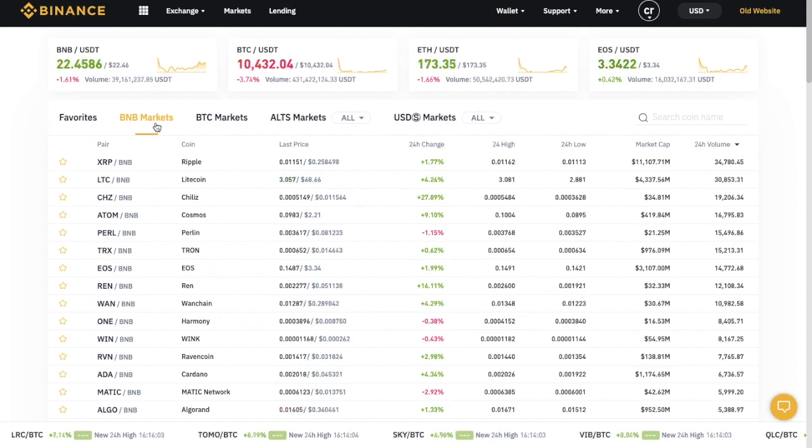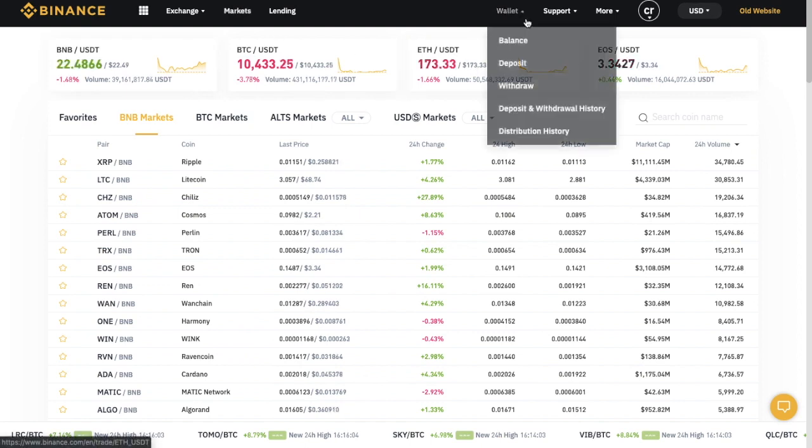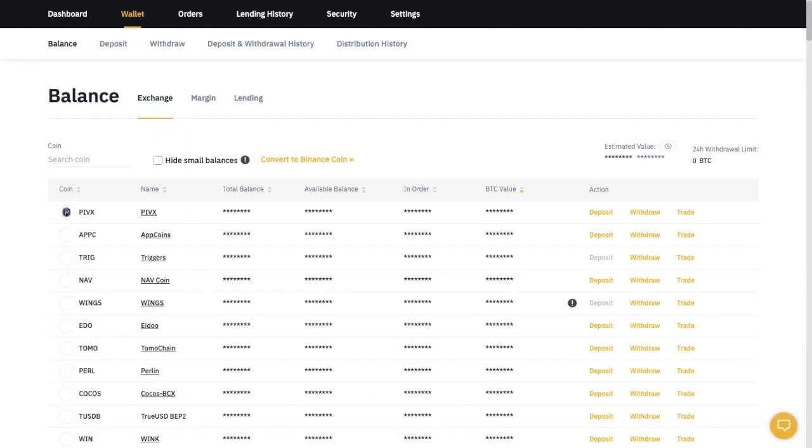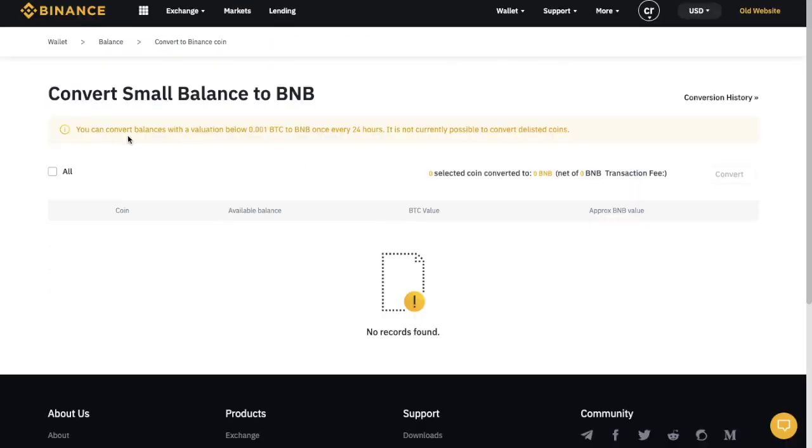You can also convert any small fraction of a cryptocurrency that is left over from a trade, which is also known as dust, into their Binance coin. These smaller amounts can be found under your balances, so if you go to wallet and you go to balance, and then you have the option to convert to a Binance coin. So it states here that you can convert balances with a valuation below 0.001 Bitcoin to BNB once every 24 hours. It's not currently possible to convert delisted coins. So any of those smaller balances will appear in here that you can then convert through.